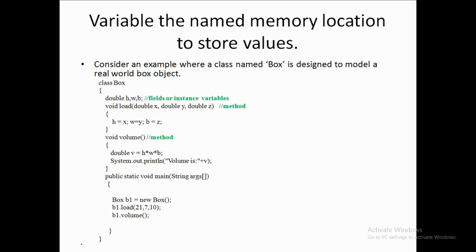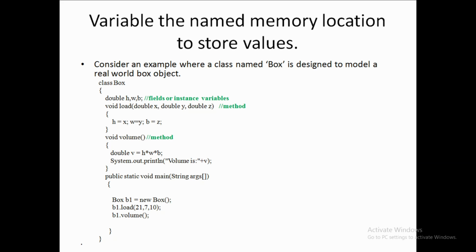As you can see here, I have prepared a class named box having three fields or instance variables: H, W and B, which stand for height, width and breadth. This class has three methods, namely load, volume and main. In the load method, I have copied some values into H, W and B, and in the volume method I have calculated the volume of the box. Now, in the main method of this box class, I have created a variable of the class box.